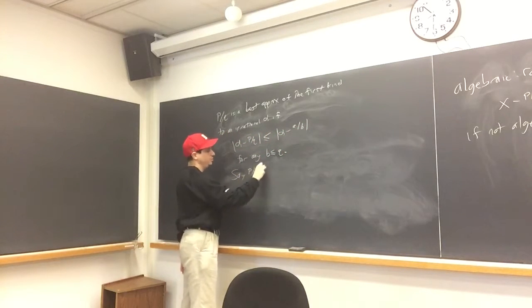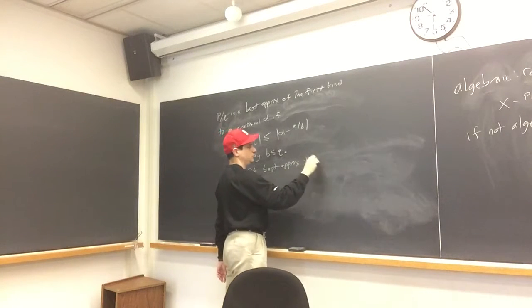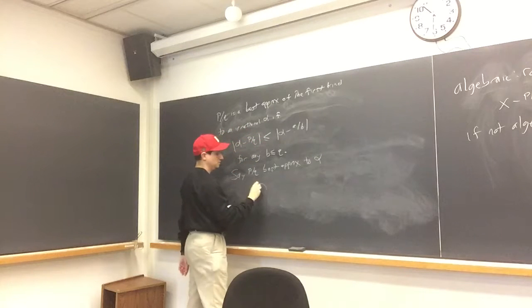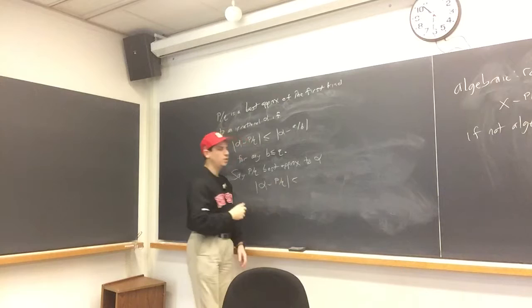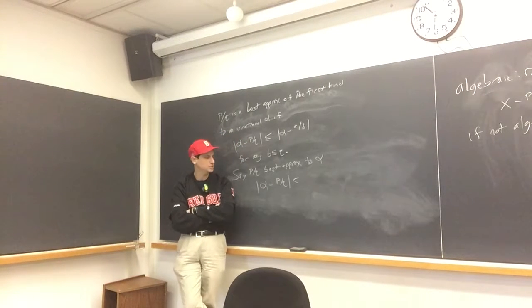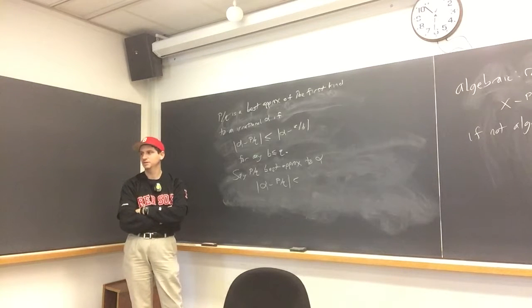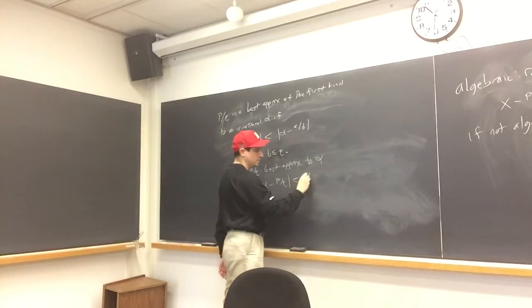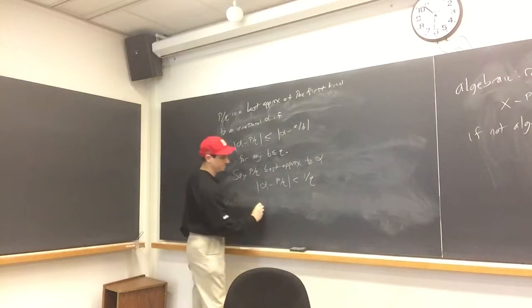Say P over Q is a best approximation to alpha. What can you tell me about how close P over Q is? What's the biggest result you can think of? It's less than 1 over q, because I'm walking in steps of size 1 over q.